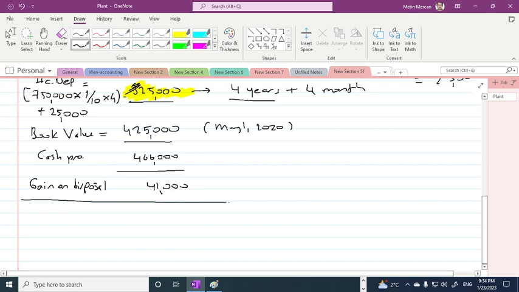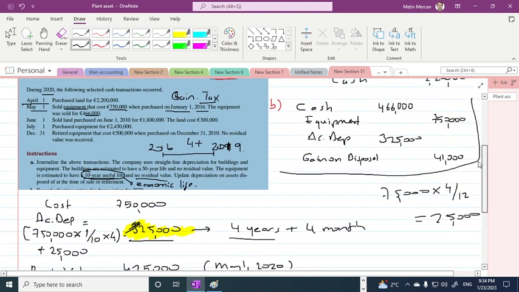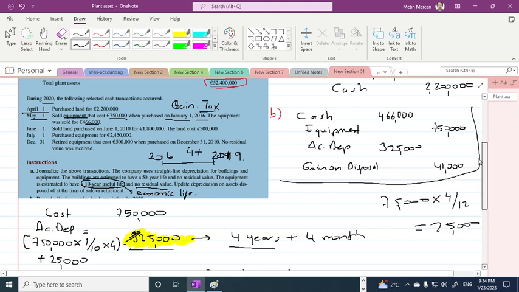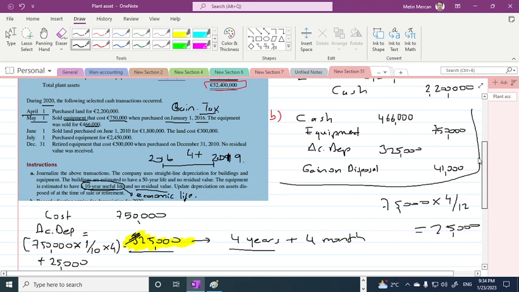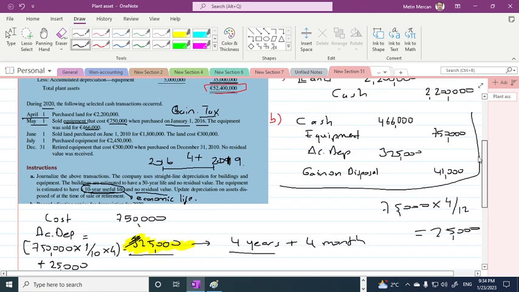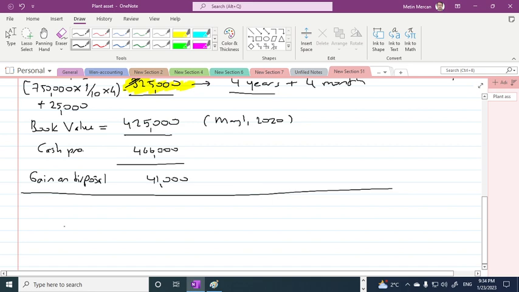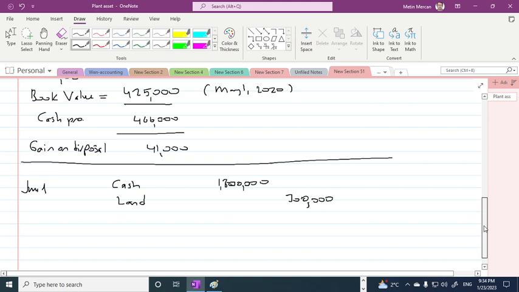We continue the transactions. It says that sold land purchased on June 1, 2010 at 1,800,000 euro. Land cost 300,000. So what you will do, June 1, we have cash. Cash will rise by 1,800,000. And the land the company purchased at 300,000 will be reduced. As you know, land cannot be depreciated.